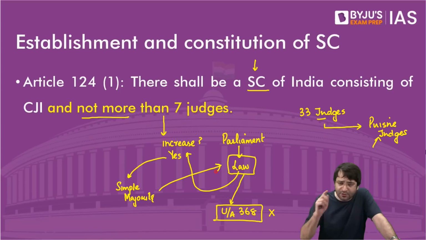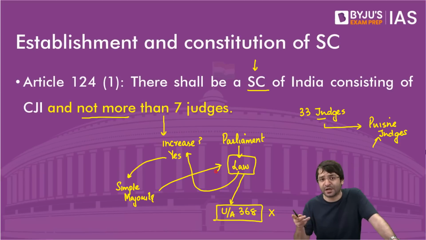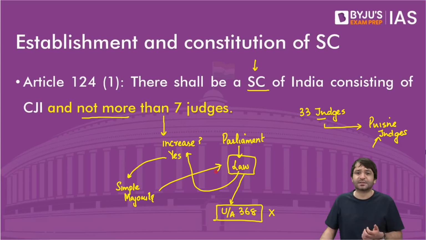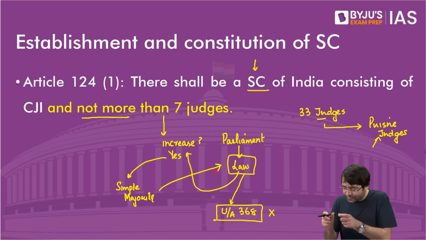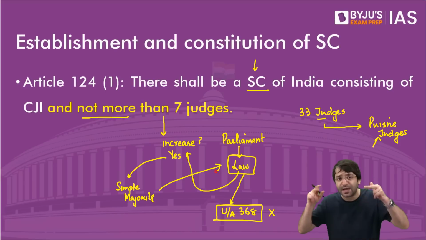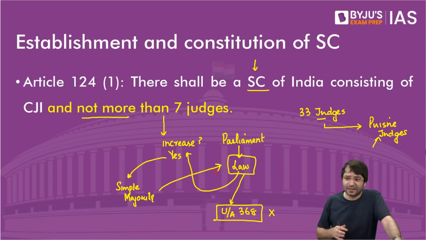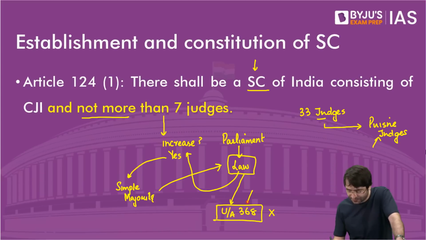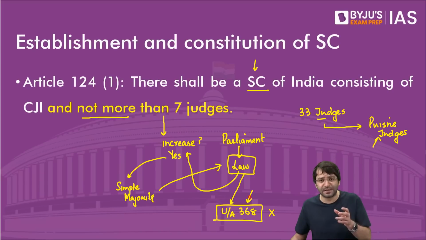But you are amending the Constitution. You are now saying that instead of 7 judges, we have 33 judges. Is this not an amendment to the Constitution? The Constitution itself says that if Parliament wants to increase the number of judges, it can do that. That won't be deemed an amendment to the Constitution. This is a provision which Parliament can change by simple majority, which means Article 368 is not required. Parliament can enact an ordinary law passed by simple majority to increase the number of judges.